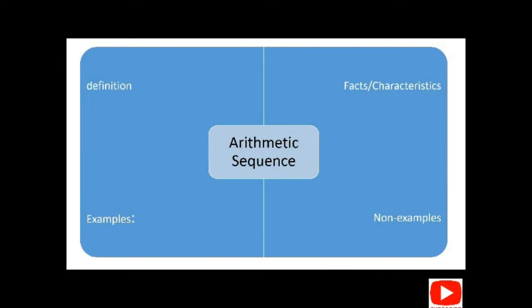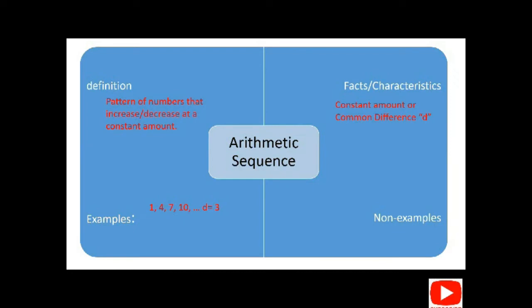Now let us summarize everything about arithmetic sequence. Okay, the definition of arithmetic sequence: it is a pattern of numbers that increase or decrease at a constant amount. And that constant amount is what we call the common difference. What are the characteristics or facts of arithmetic sequence? It has a common difference or the constant amount. And we will denote common difference as letter D. And what are the examples of arithmetic sequence? In this sequence, 1, 4, 7, 10.